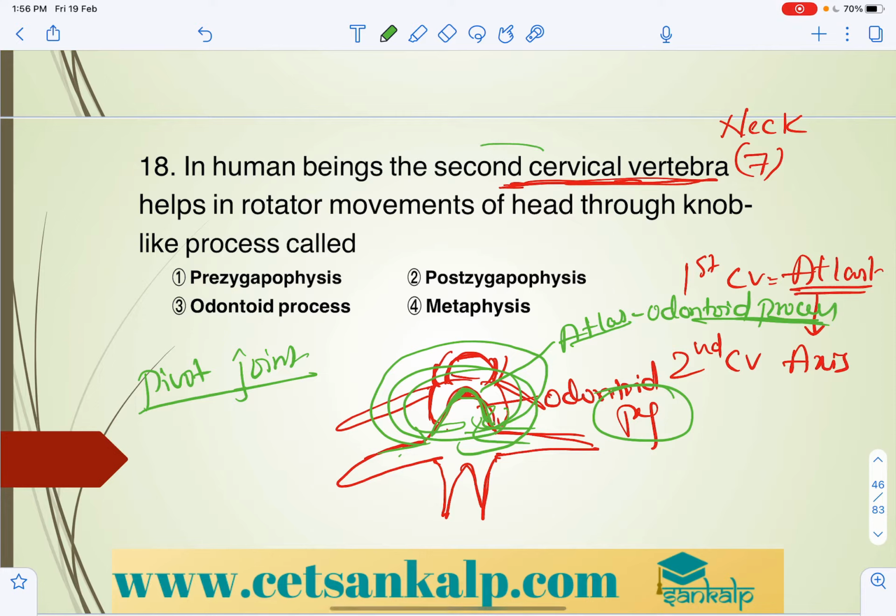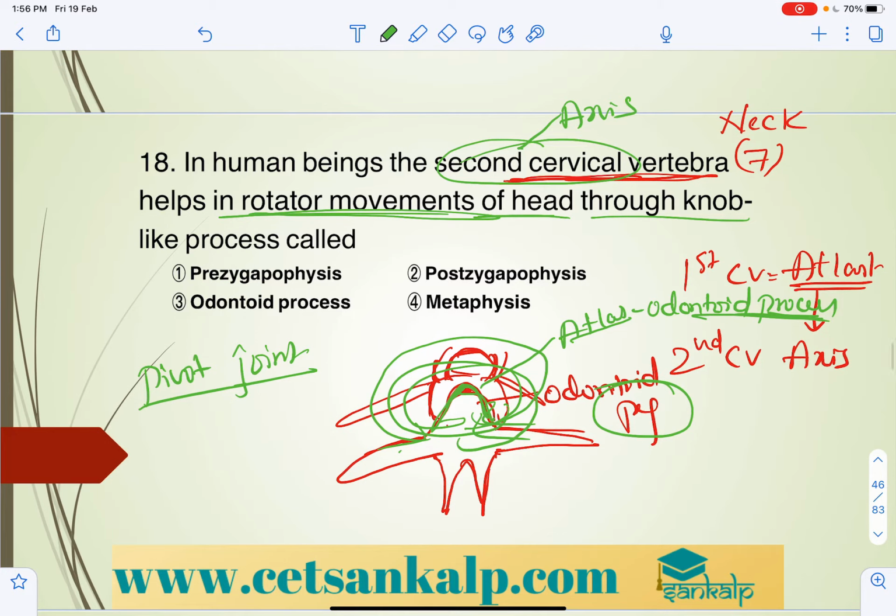So in human beings, the second cervical vertebra, that is the axis, helps in rotatory movement of the head through a knob-like process. Here, to understand better, the odontoid facet is just a surface which articulates with the odontoid peg. We can also call it a process, better to say odontoid process. So the odontoid process helps in articulation of the atlas with the axis. The atlas pivots over the axis.